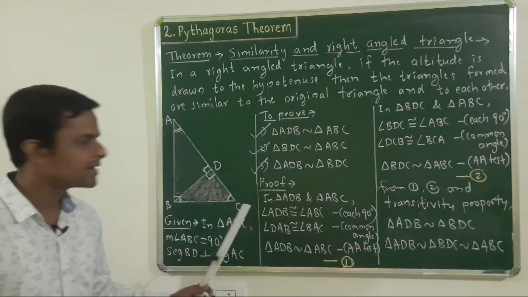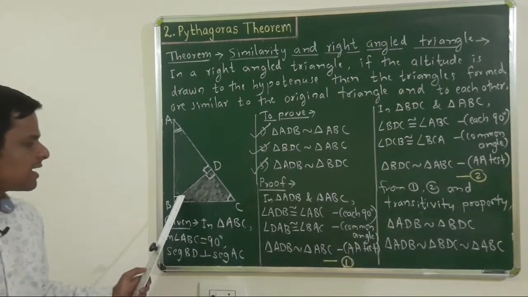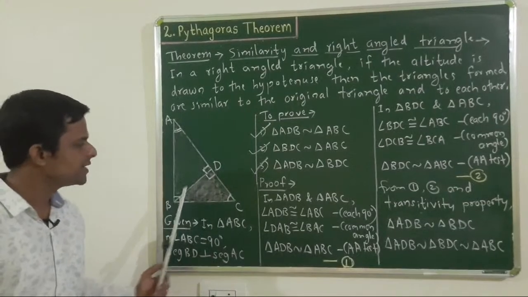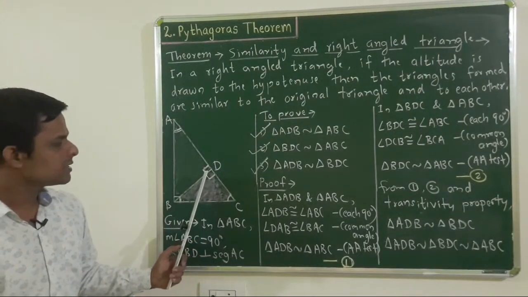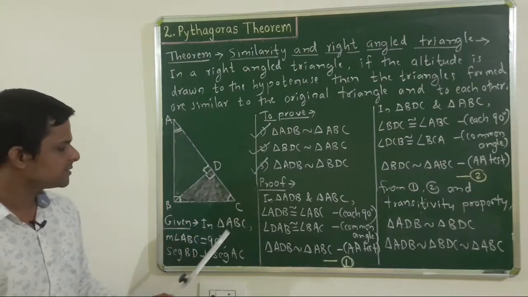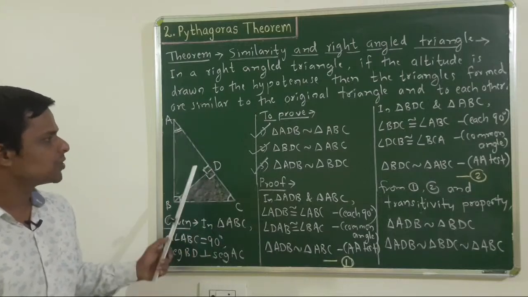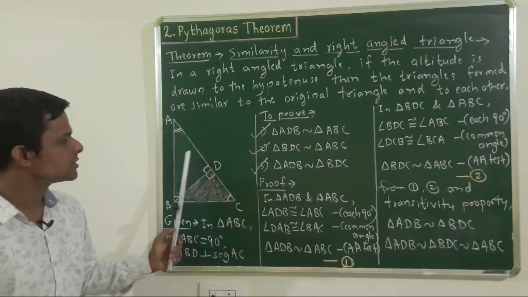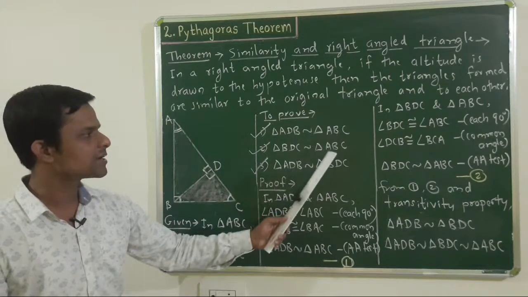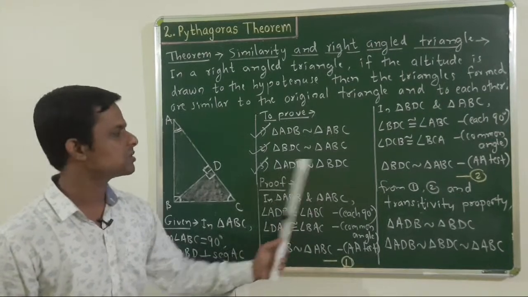There is one right angle triangle which is right angled at point B, and there is one altitude drawn on the hypotenuse, that is BD. Altitude is nothing but height or perpendicular. BD is perpendicular to AC. This is given, and we have to prove that because of this altitude, the two triangles formed are similar to the original triangle and similar with each other.